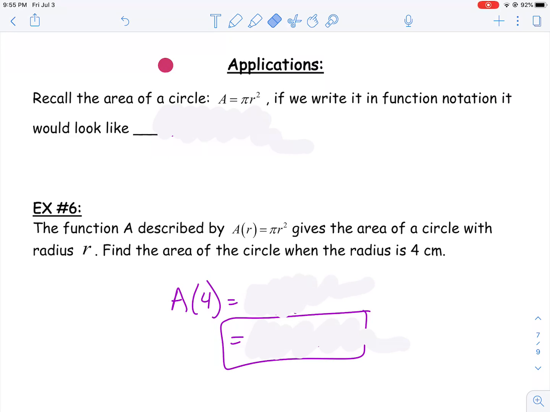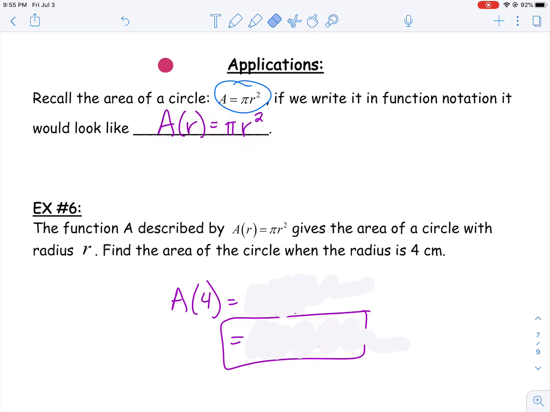All right, our last video in 7.1 is just a few quick examples of maybe how we can apply function notation in certain areas. If you recall, the area of a circle is pi r squared. So we know that the formula for area of a circle, area equals pi r squared. We can use that formula just like it is, or we can actually write it using function notation.